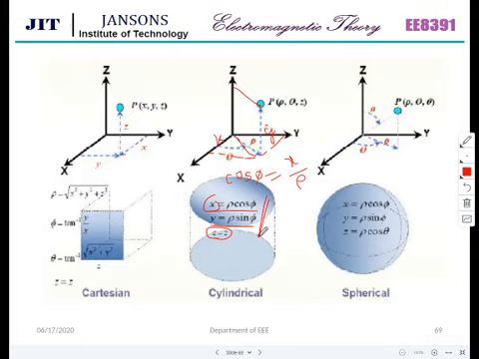Is it clear? Is it clear, everyone? Yes, sir. Or do I need to explain it again? If anyone needs, I will do it again. Cartesian and cylindrical.